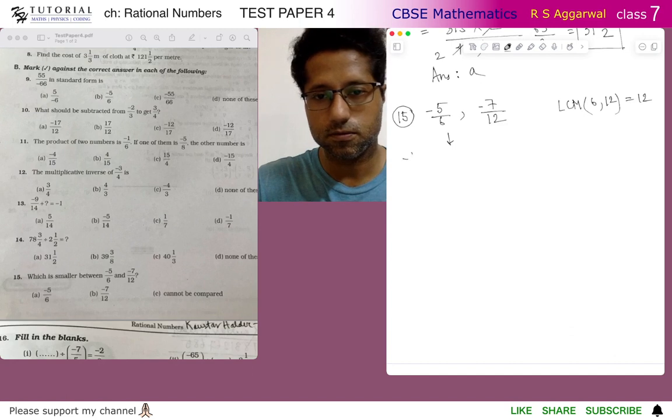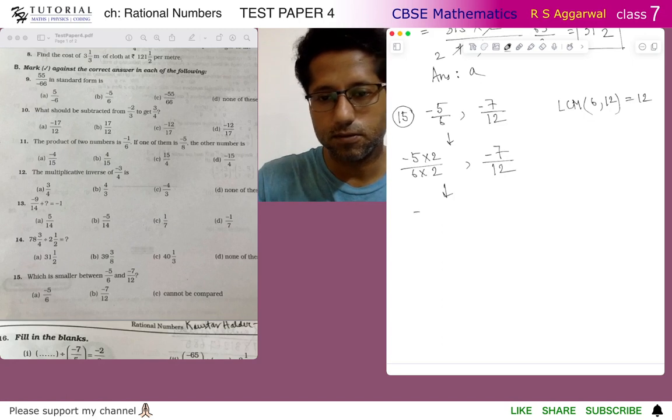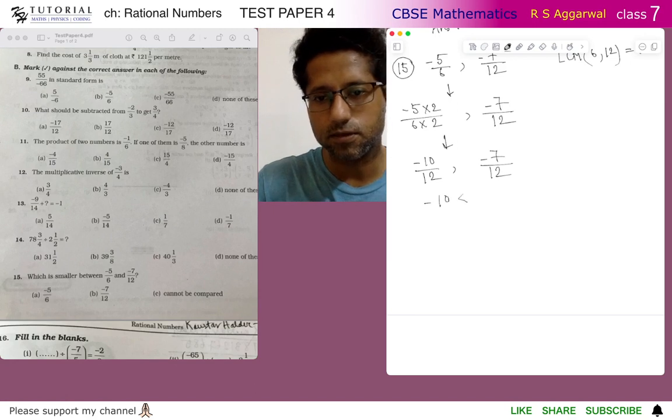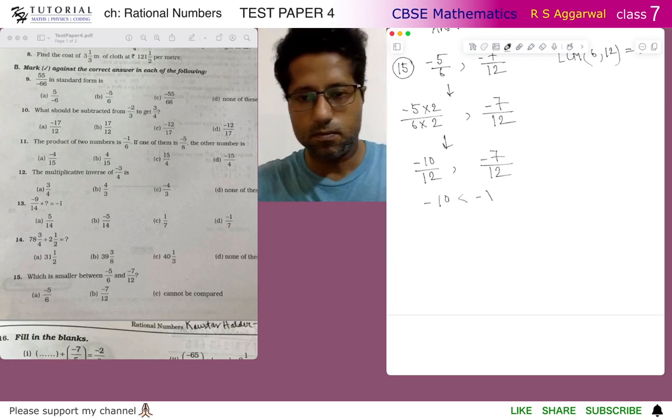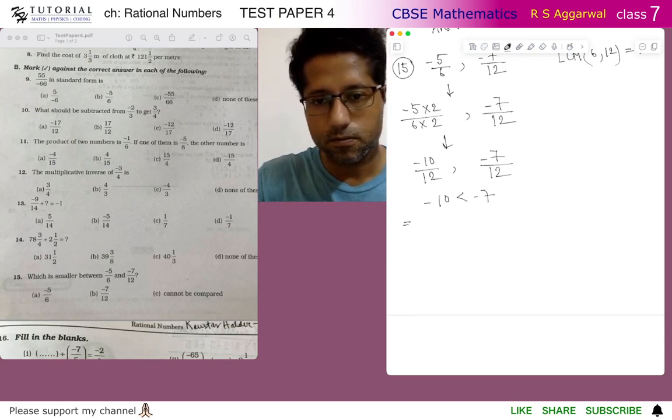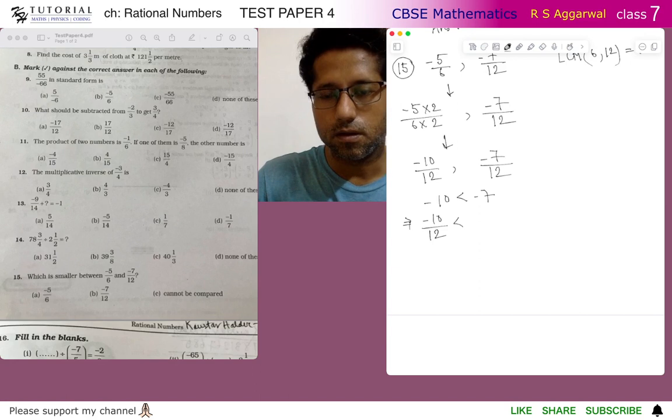So this becomes minus 5 multiplied by 2, 6 multiplied by 2, and the other is the same. So this becomes minus 10 by 12 and minus 7 by 12. It is asking which is smaller. So clearly we know that minus 10 is less than minus 7. This implies minus 10 by 12 is less than minus 7 by 12.